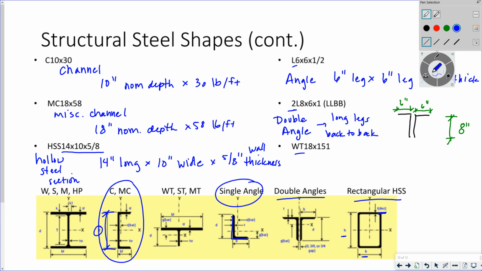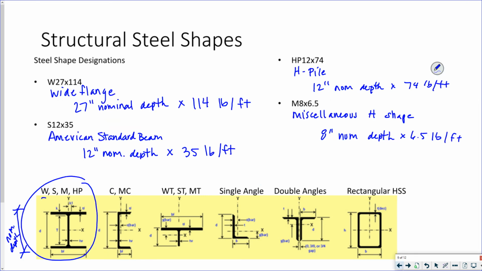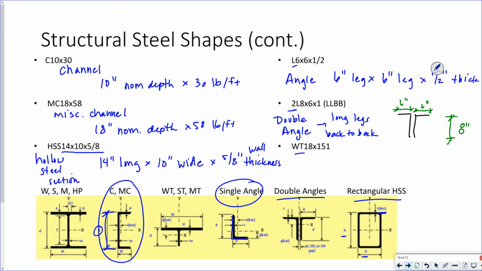Finally, we have a WT. If you see a T after a W or an S, like all the ones that we just did, W, S, M, not H, WT means I took a W and I cut it in half to make a T. It is half of a W shape.